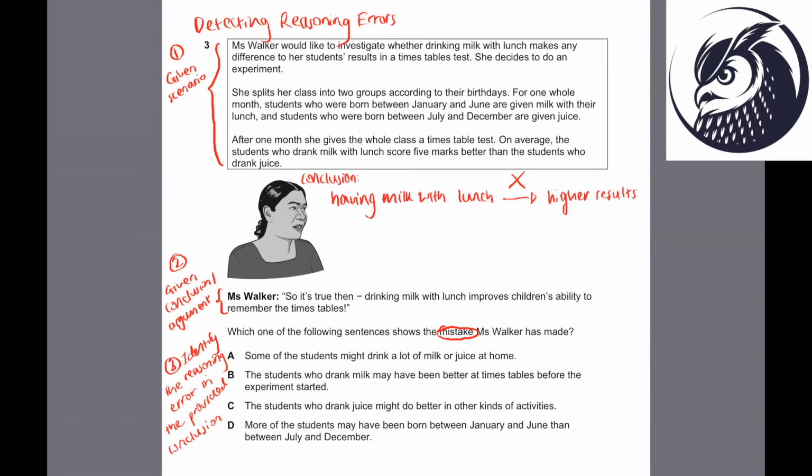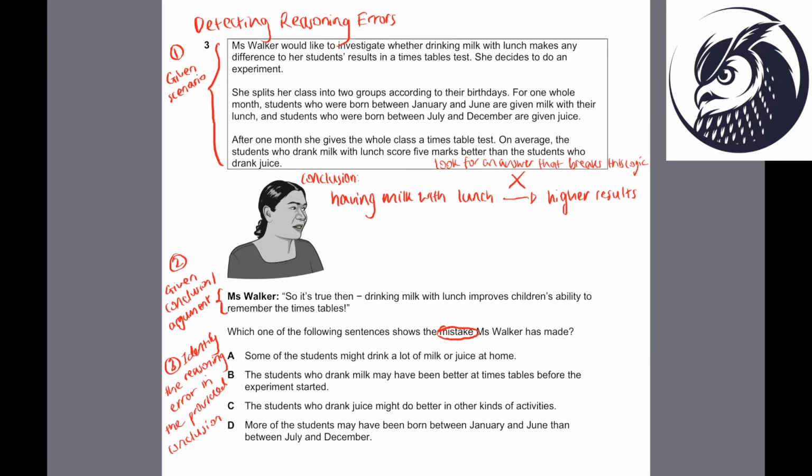Okay, so I'll just write a note here. Look for an answer that breaks this logic. So Ms. Walker's logic right now is that having milk with lunch leads to higher results. We need to look for an answer option that breaks this logic by introducing something else, or we need to eliminate options that are completely irrelevant as well.